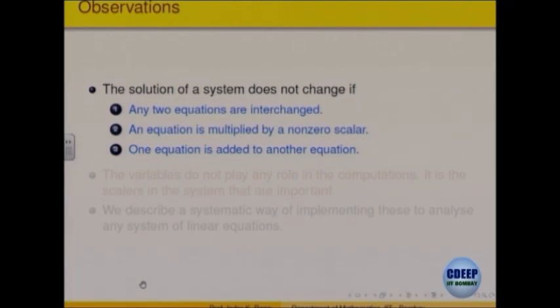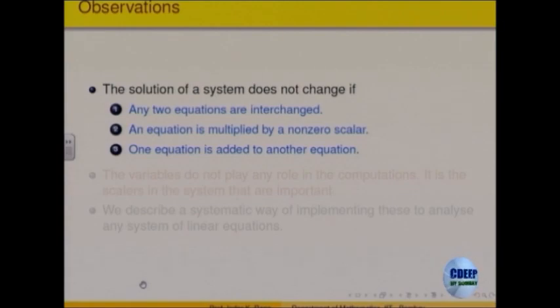If any two equations are interchanged, what will happen? If I interchange any two equations, instead of saying this is line 1 and this is line 2 in the plane, I am saying this is line 1 and this is line 2. I am just renaming them. The solution does not change if I change the order of the equations.